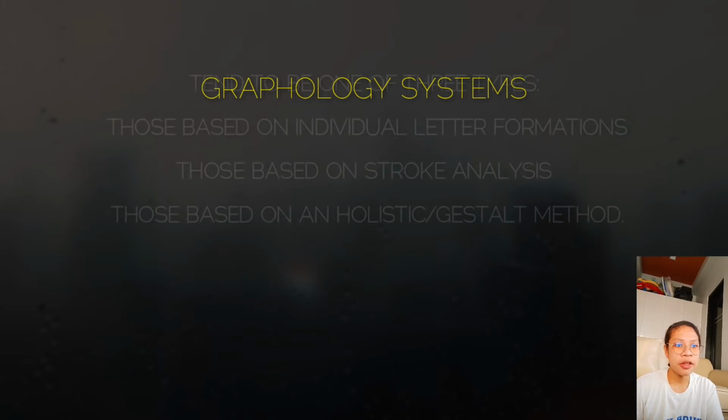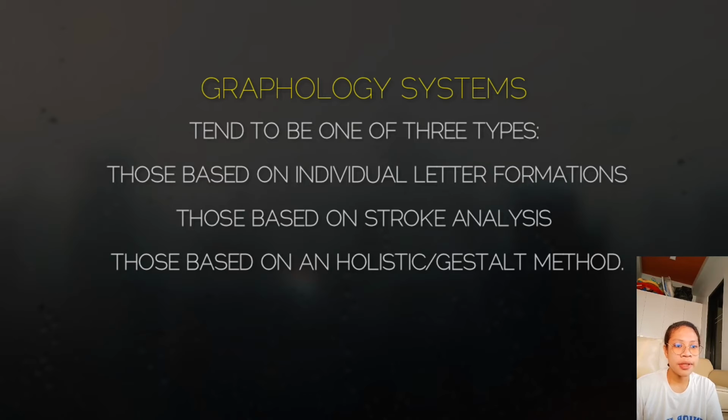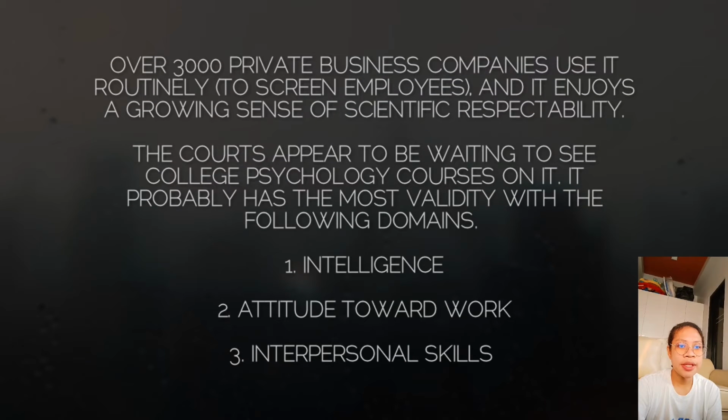Graphology systems tend to be one of three types: those based on individual letter formations, those based on stroke analysis, and those based on a holistic gestalt method. Over 3,000 private business companies use it routinely, and it enjoys a growing sense of scientific respectability. The courts appear to be waiting to see college psychology courses on it. It probably has the most validity with the following domains: intelligence, attitudes toward work, interpersonal skills.